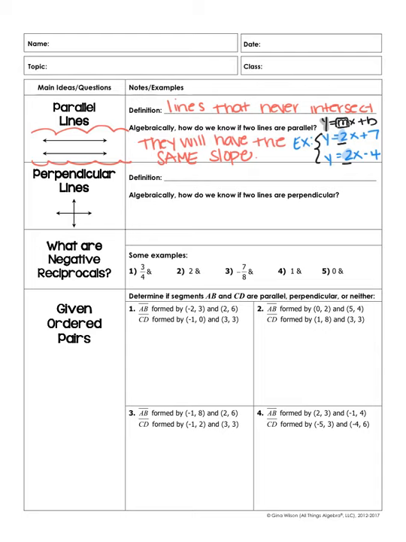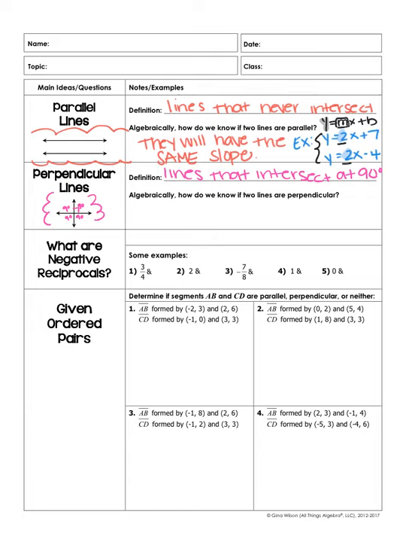To figure out things about perpendicular lines, we first have to remember what a perpendicular line even is. So remember, by definition, perpendicular lines are lines that intersect at 90 degrees. And again, they look just like this picture over here. They're intersecting, making 90-degree angles. All four of those are 90-degree angles.